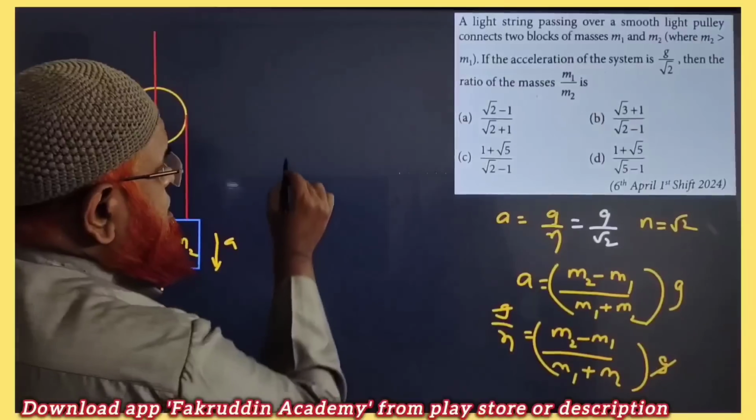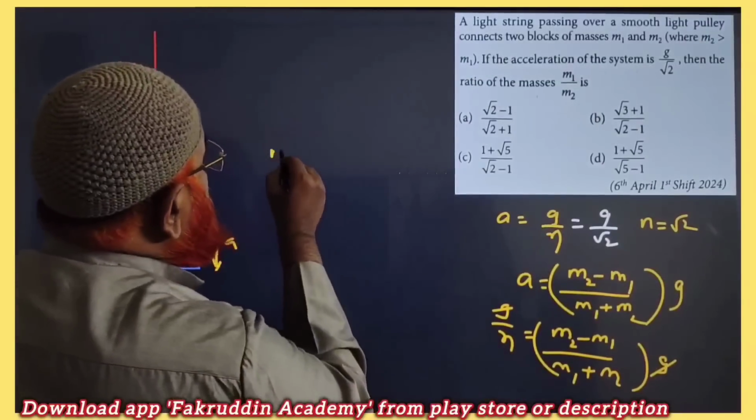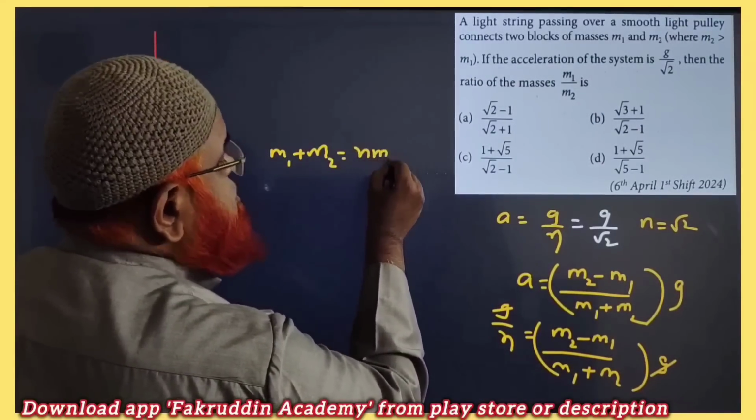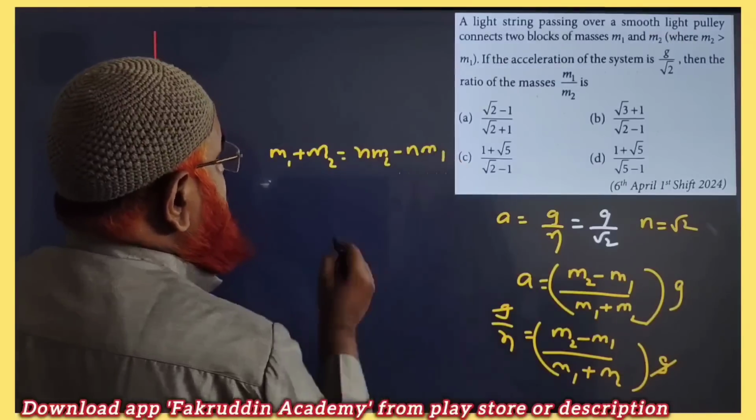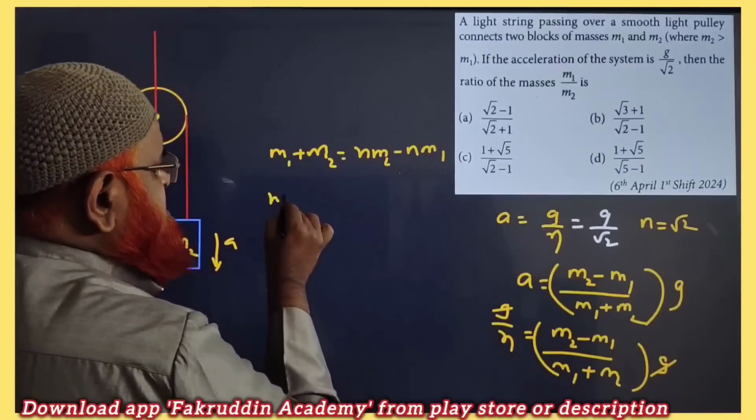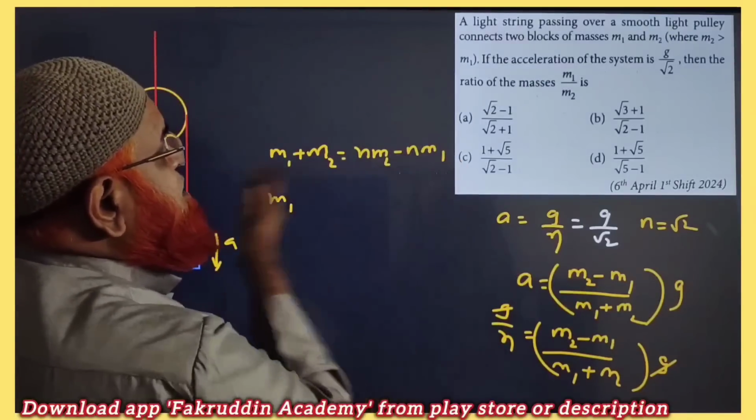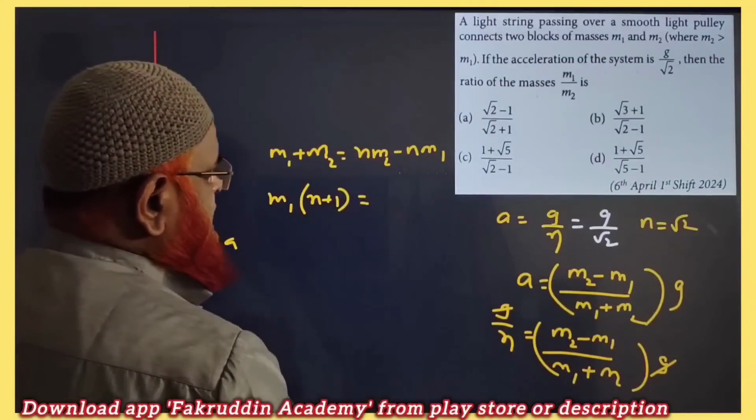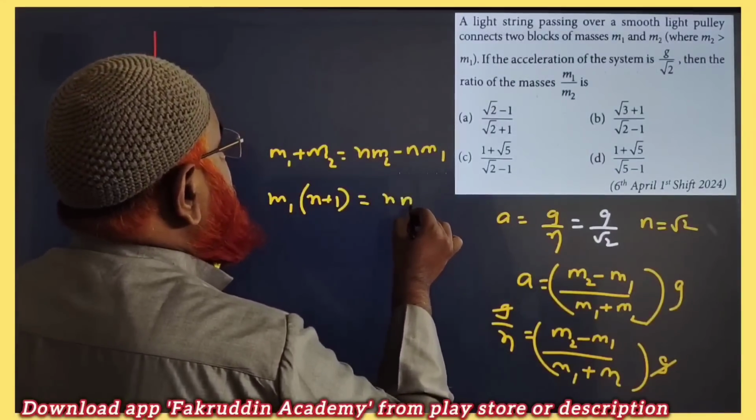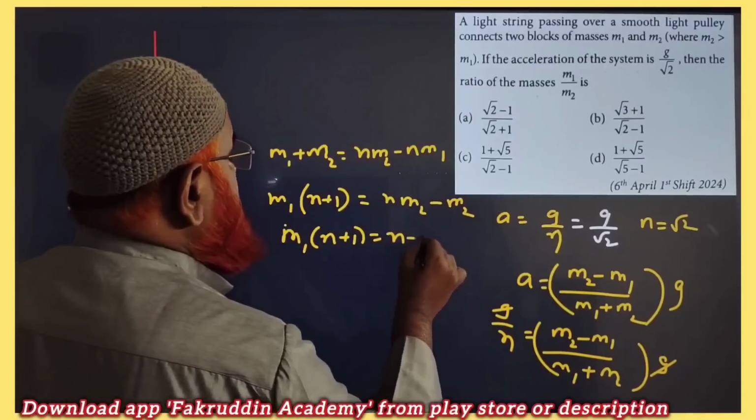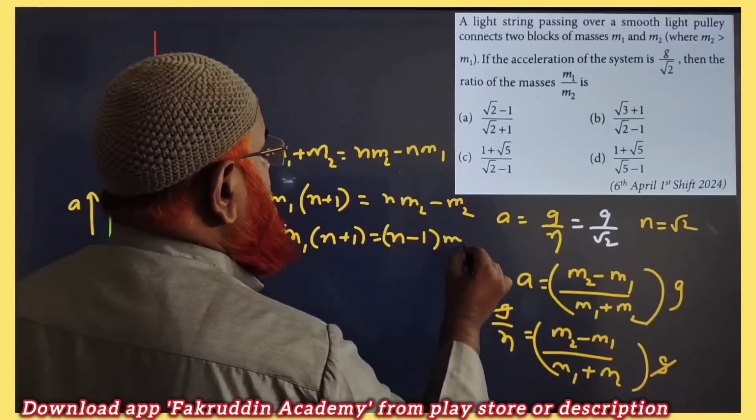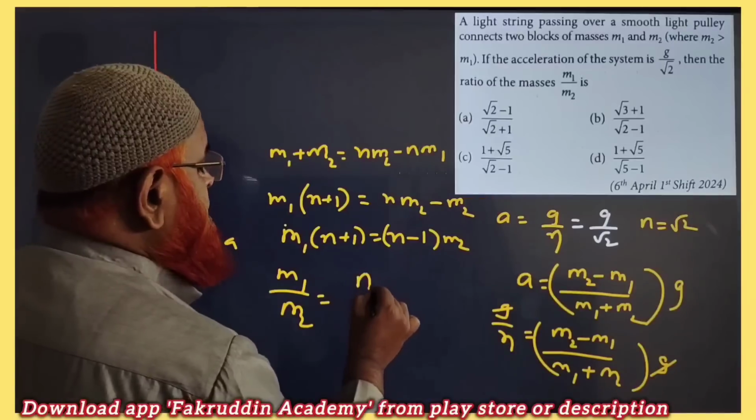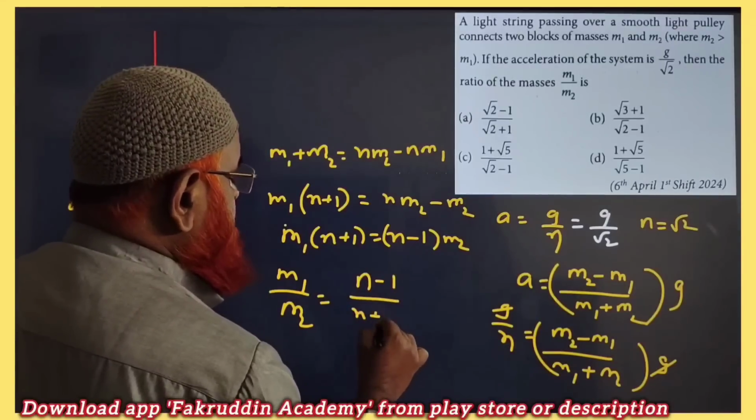Then if you cross multiply, you will be getting m1 plus m2 is equal to n m2 minus n m1. Here, this is m1. If you take m1 common on this side, it is going to become n plus 1, and on the other side n m2 minus m2, which is equal to n minus 1 into m2. Therefore we can write m1 by m2 is equal to n minus 1 by n plus 1.